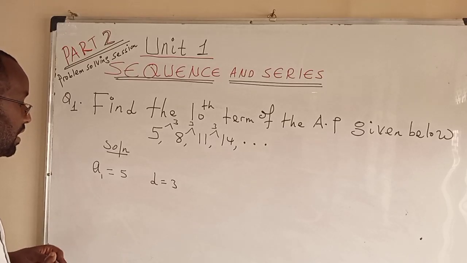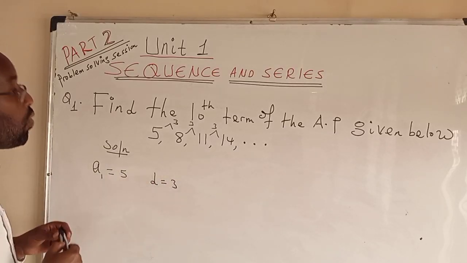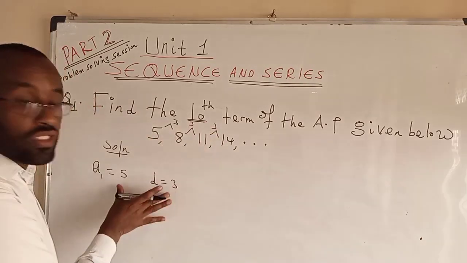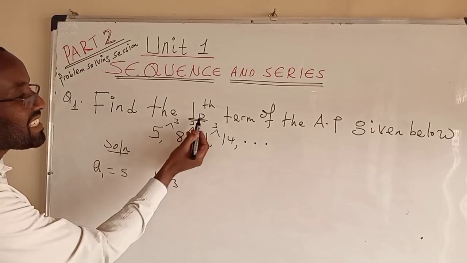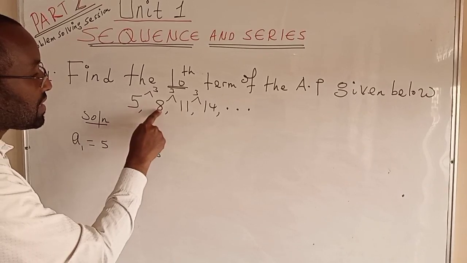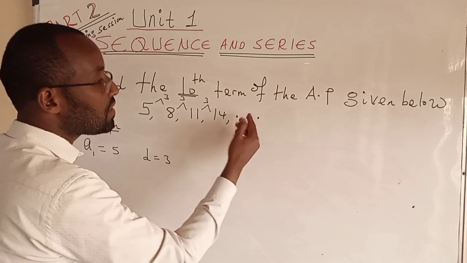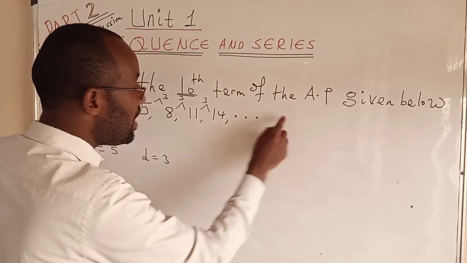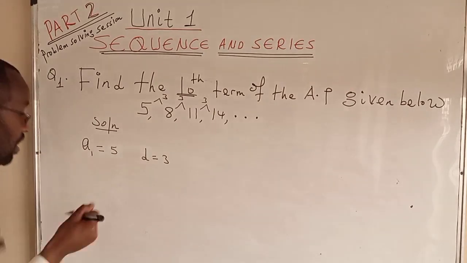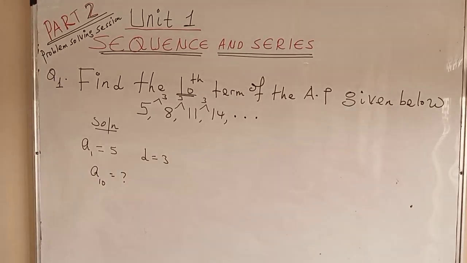Now once we have the first term and the common difference, what is our objective? Our objective is to find the 10th term of this sequence. This is the first term, this is the second term, the third term, the fourth term, the fifth term, the sixth term, and so on. What is the term at the tenth position of our sequence? So now we are asked to find the 10th term of this sequence.